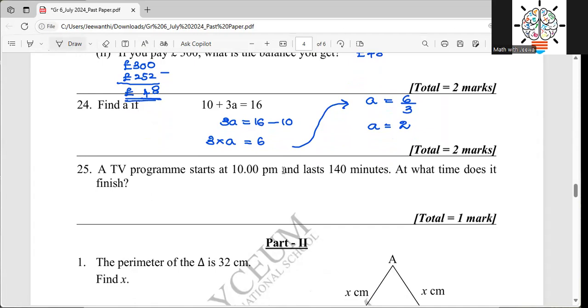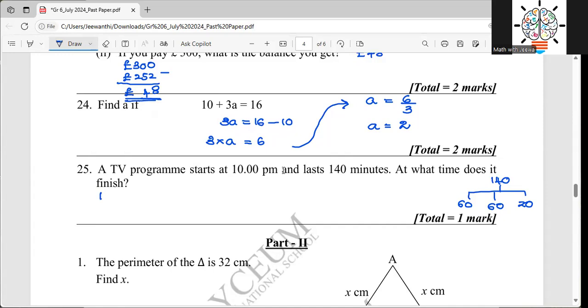Now, first of all, we want to segregate the 140. So if I have 60 minutes, that is 1 hour. Another 60 minutes, 1 hour. Now altogether, how many minutes have we taken out from 140? 60, 1 hour. Another 60, 1 hour. Altogether, I have taken 120. But the program was for 140, so then there were 20 minutes left.